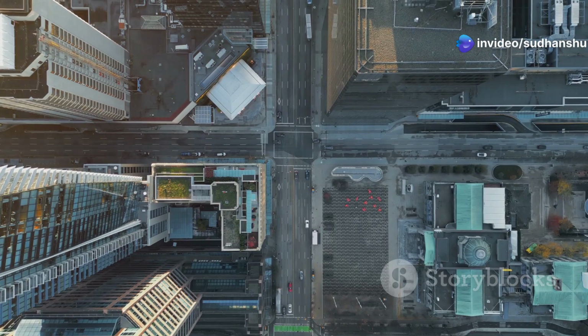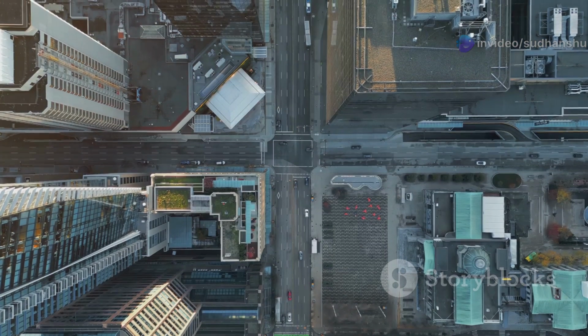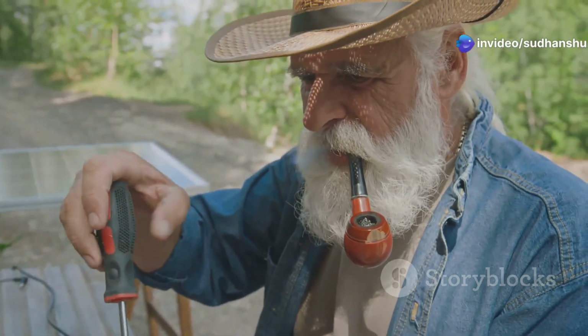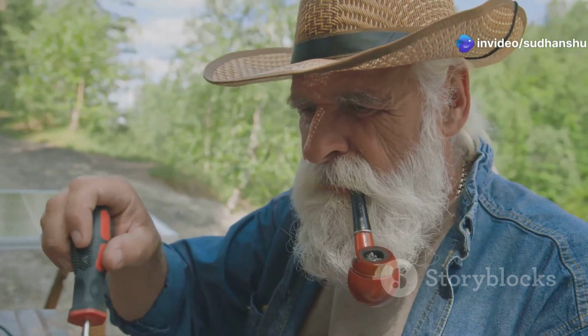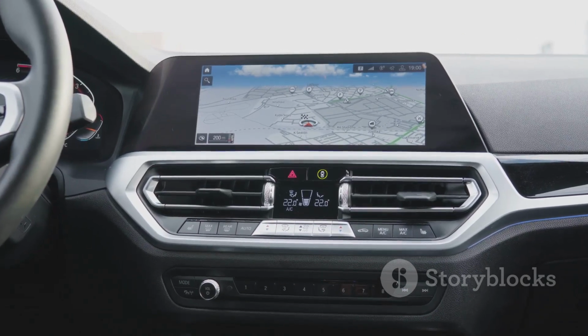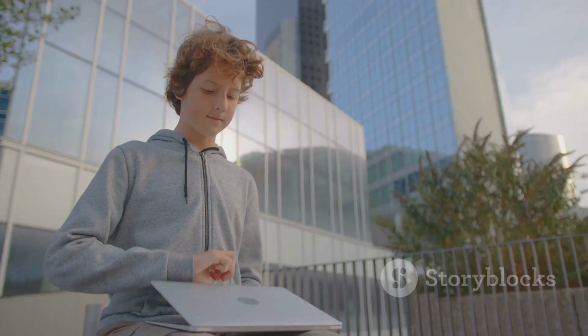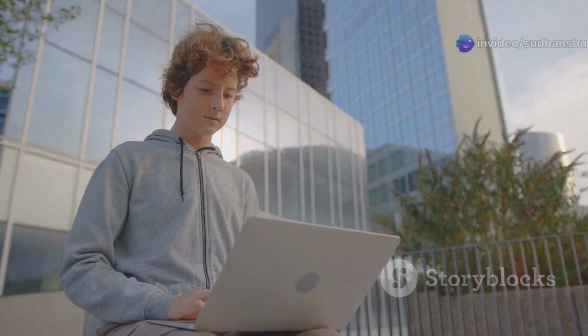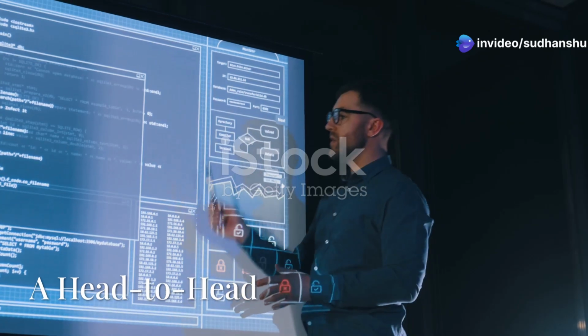Remember how NAND stores data in a grid? Well, NOR flash arranges its cells in a way that allows for faster random access. This makes it suitable for applications where you need to read small pieces of data quickly, like in embedded systems. Think of NOR flash as the memory you'd find in your car's navigation system or your microwave oven. It's not about storing tons of data like NAND, it's about quick access to specific instructions.